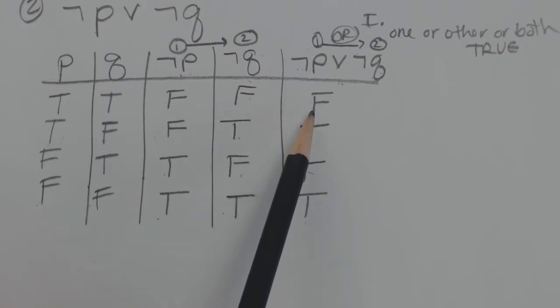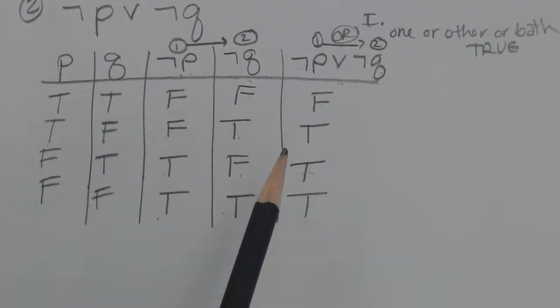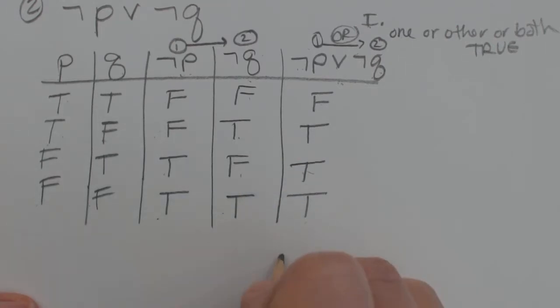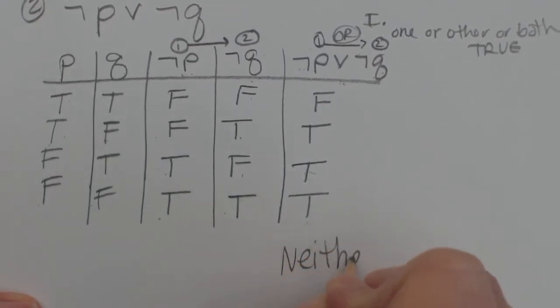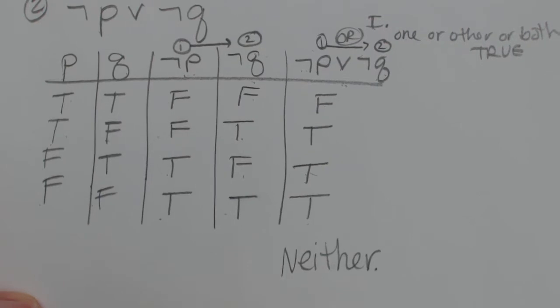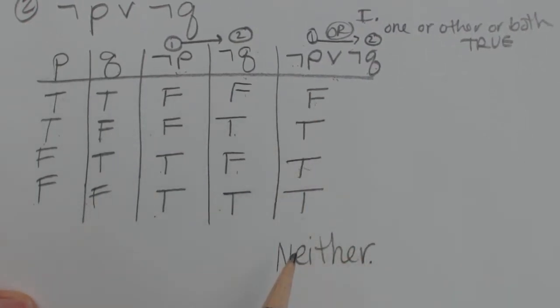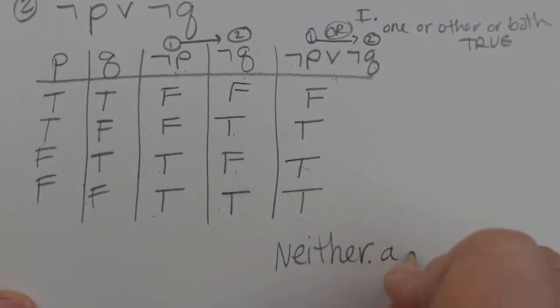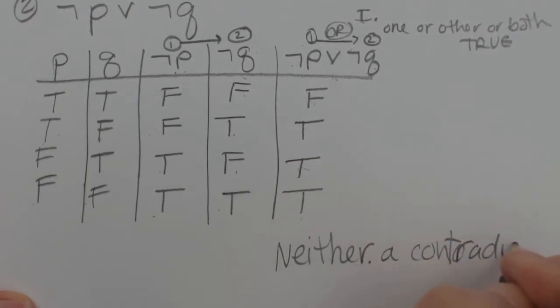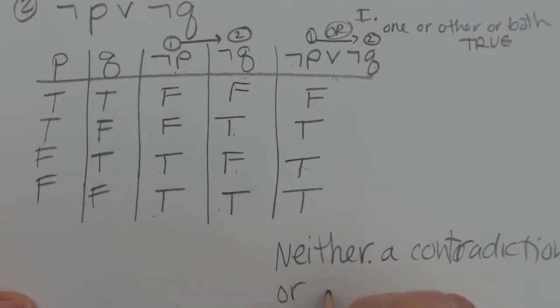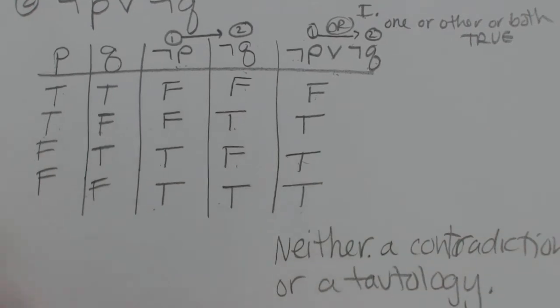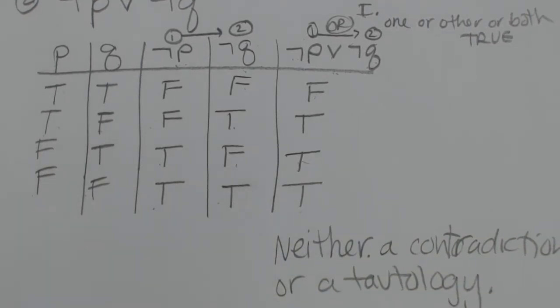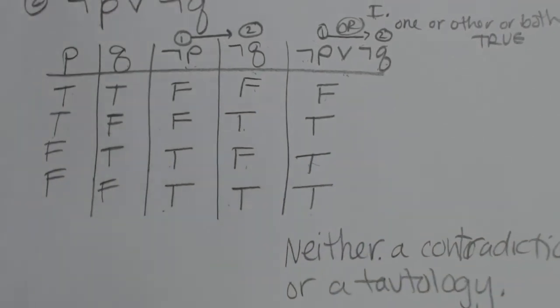We have this false here, which means it's not a tautology, and it's not a contradiction, it's neither. It's actually an invalid argument because we have at least one false, but it's neither a contradiction, which we would need all falses, or a tautology, because we would need all true. So it's neither. So that's number 1 and number 2.